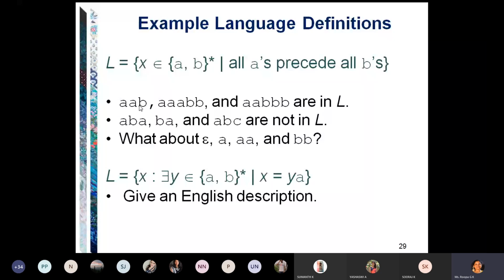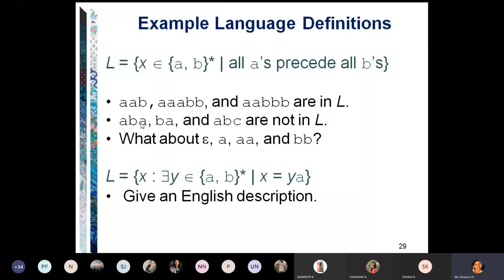Then aaab. There are three a's, all a's will come before b. It is also there. Here also two a's, then three b's. It is there in language L. What about aba? It is not there in L because you can see one more a over here. After b, we cannot have any a's. So it is not there in the language L.